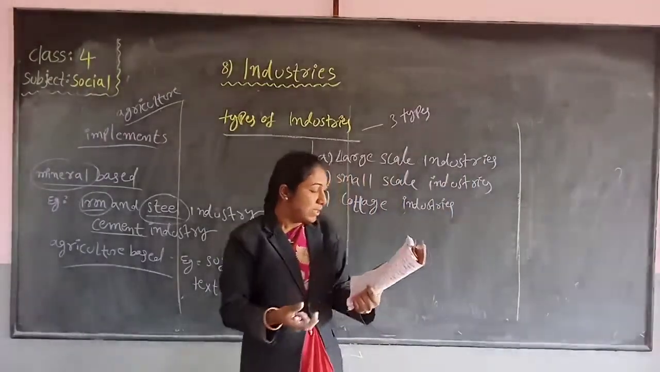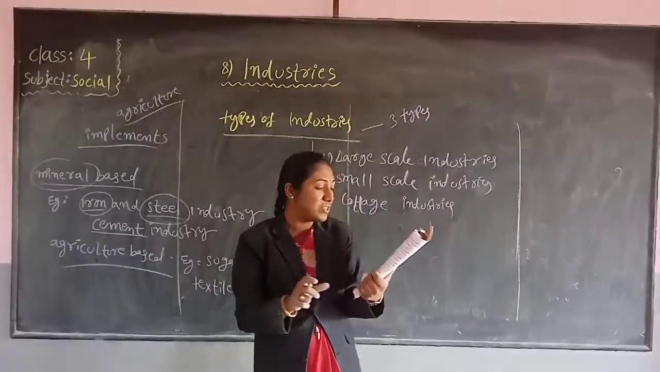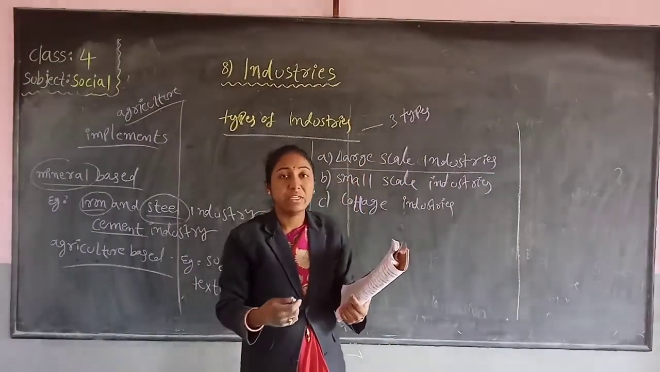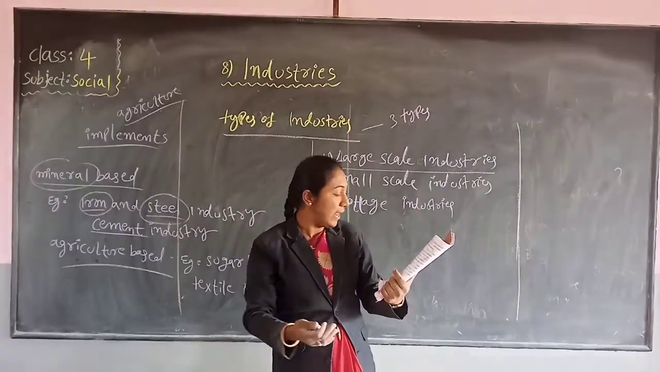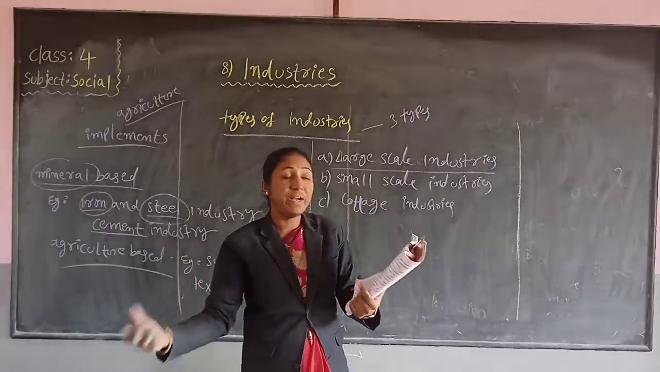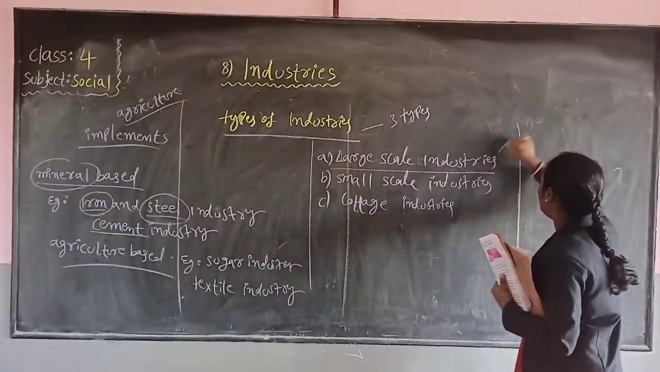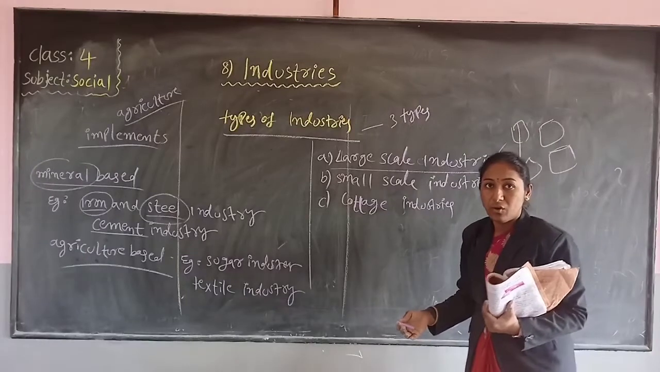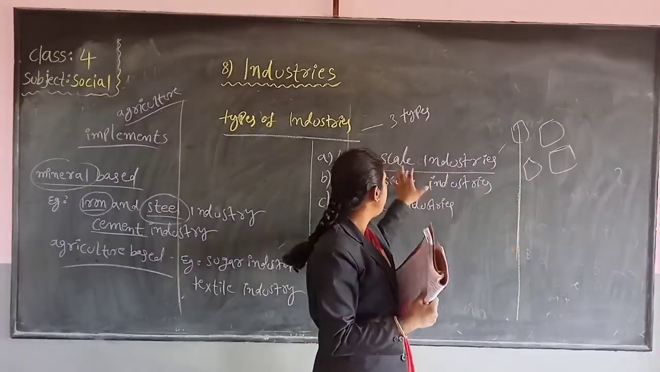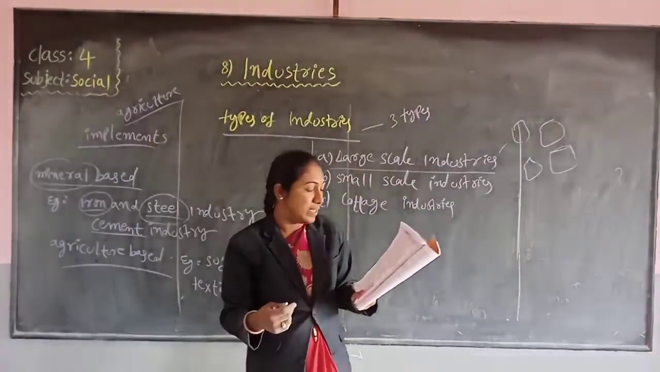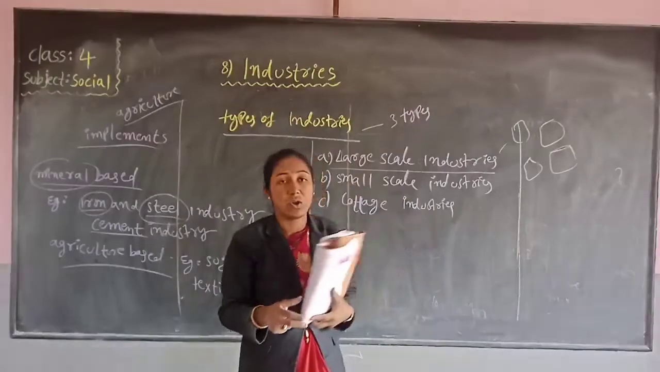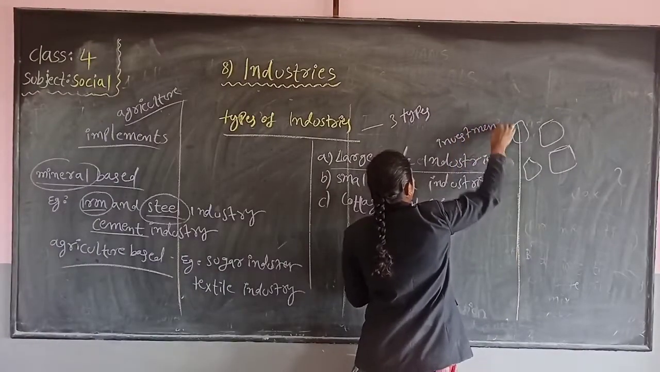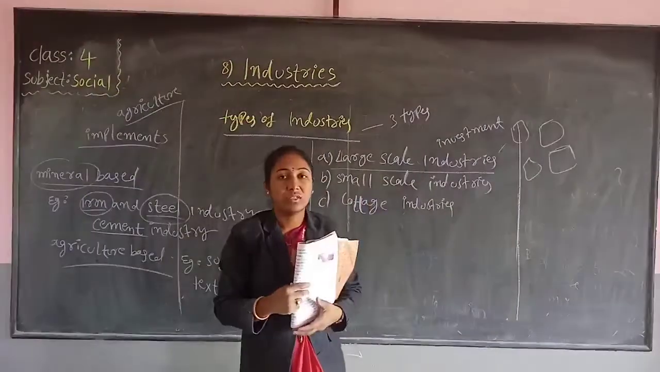Now, let us see. In large scale industries, the manufacturing work is done on a large scale. There are separate units to manufacture different parts of the thing. Thousands of people work in the large scale industry. Big investment is required to run these large scale industries. More money is needed to run them.